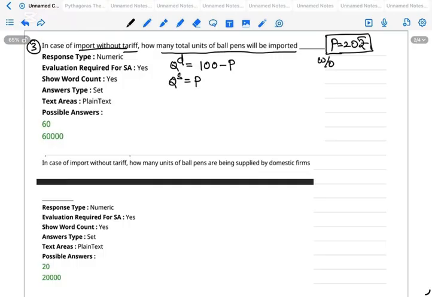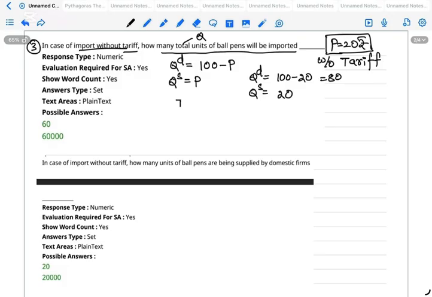So that is without tariff. Total units means the quantity of all ball pens that will be imported. Quantity demanded equals 100 minus 20, that equals 80, and quantity supplied equals 20.